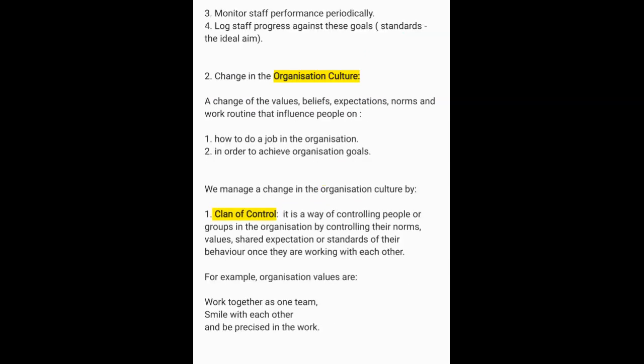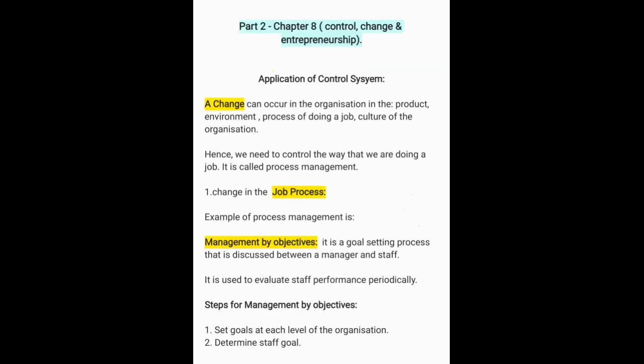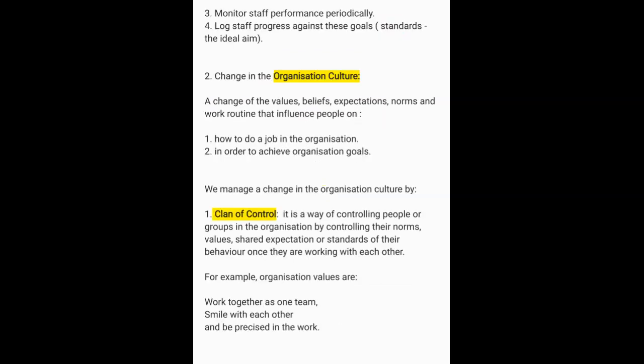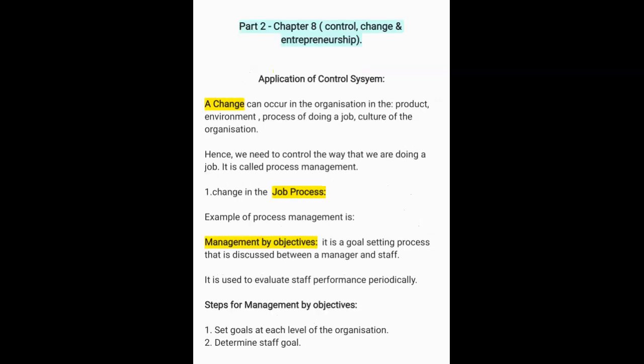Part 2, it talks about control, change, and leadership. So, a change, it is a move from current situation to future situation. How to manage, or to control, the change, either by job process or managing a change by organization culture. This is how we manage a change. Job process we manage by having objectives. Each staff is performing according to specific goals.